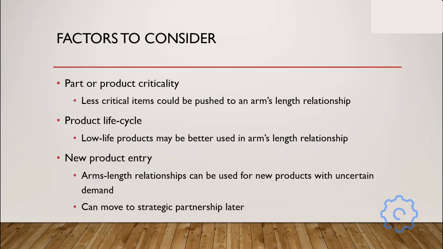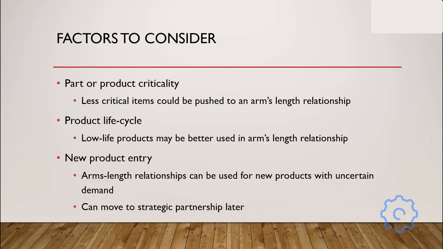So factors to consider when you look at an arm's length relationship versus a strategic partnership is part or product criticality. So in many cases, you could have a company that has a mixture of the two. You may have some relationships for less critical items or for items that you only have to purchase once that may be pushed to an arm's length relationship because you're not worried about purchasing many. In some cases, you may see this arm's length relationship occur with someone that the company has had a relationship with in the past, so that helps to leverage some of these advantages of a strategic partnership into an arm's length relationship.